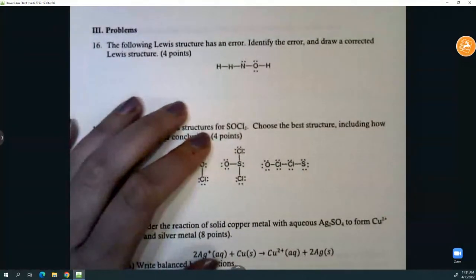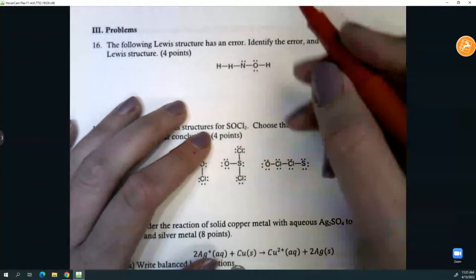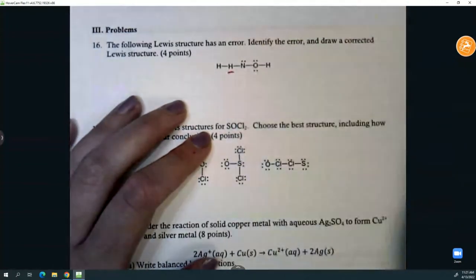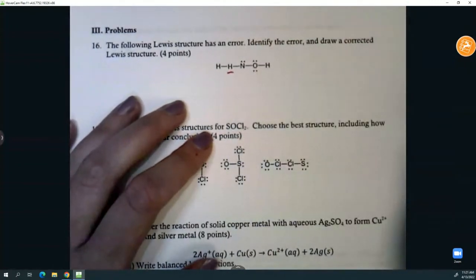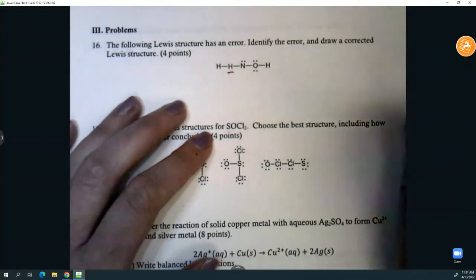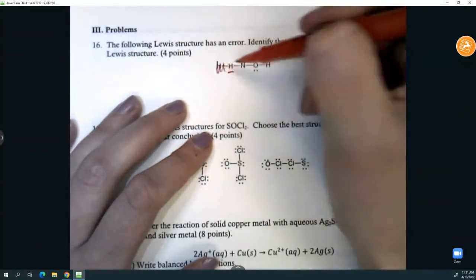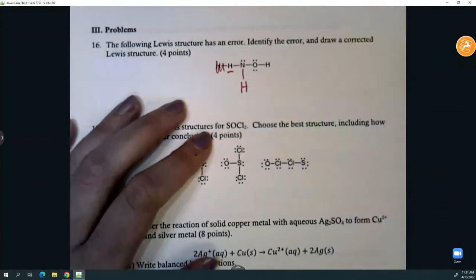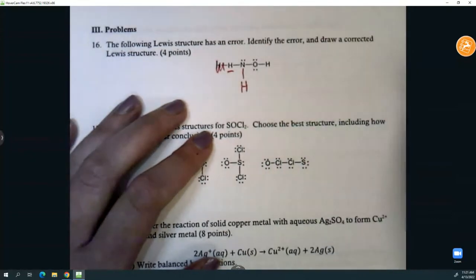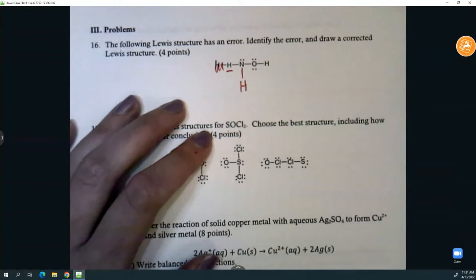The following Lewis structure has an error. Identify the error and draw a corrected Lewis structure. All right, the problem is hydrogen can't have 2 bonds ever, right? It can only have 1 bond. And then also I see nitrogen here doesn't have enough electrons, so I'm going to try just moving it like that. That looks like a good place to start.